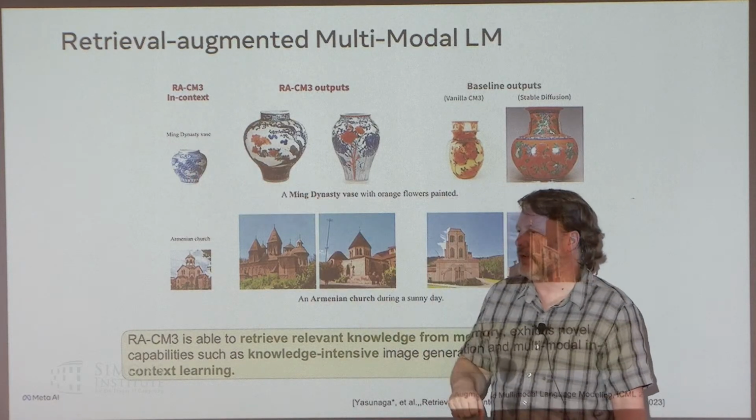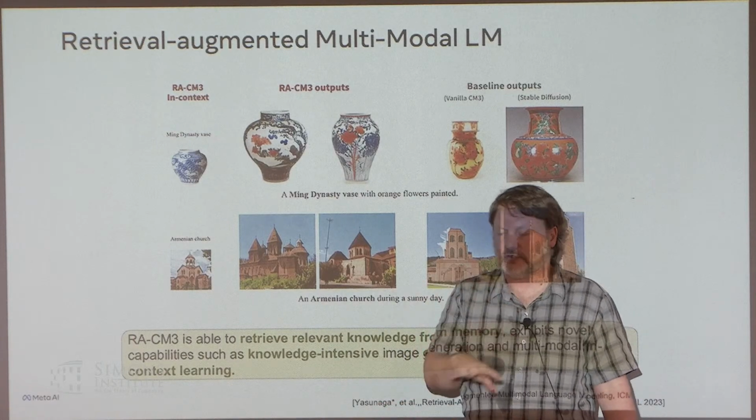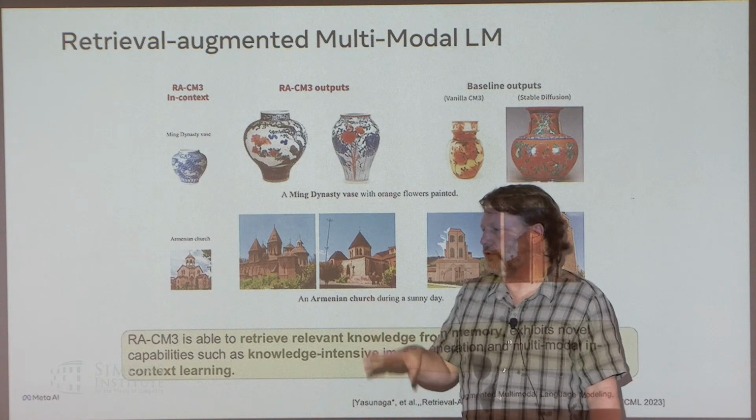Okay. Yeah. In the model, you can do it just like you would do RAG for text. So you can actually train it with retrieved stuff in context if you want to, but you don't really have to, and it can learn to do that.